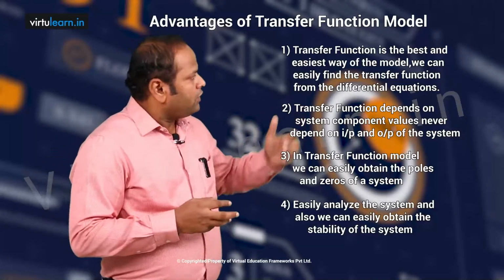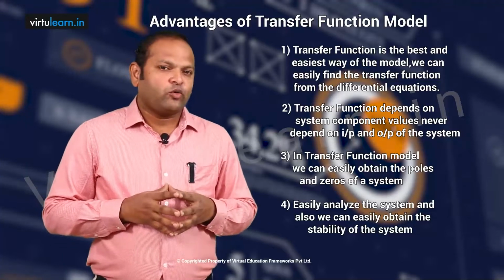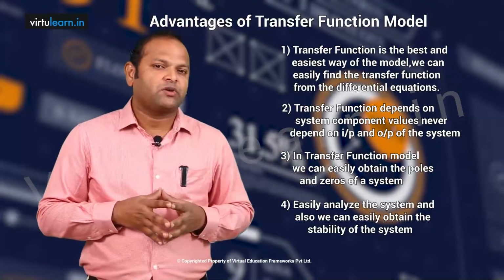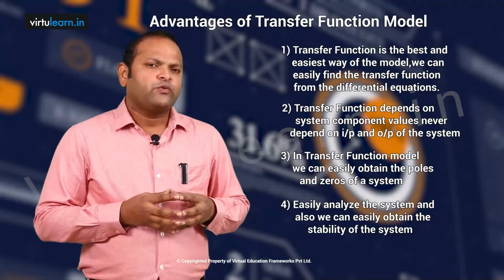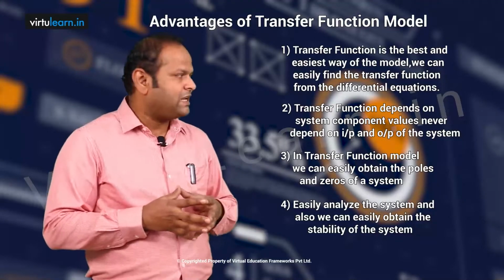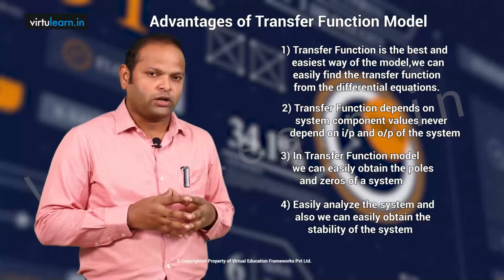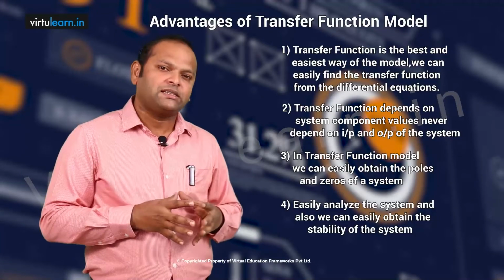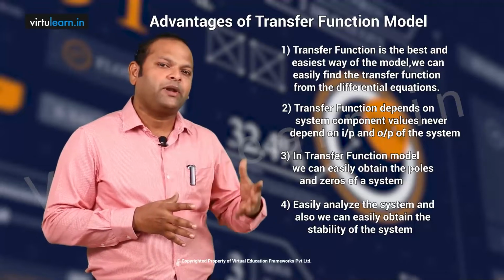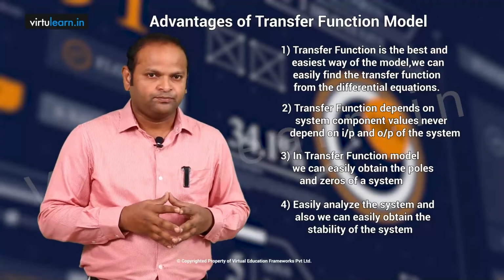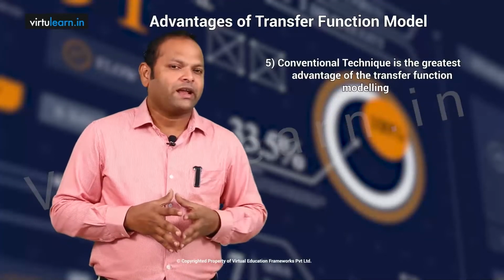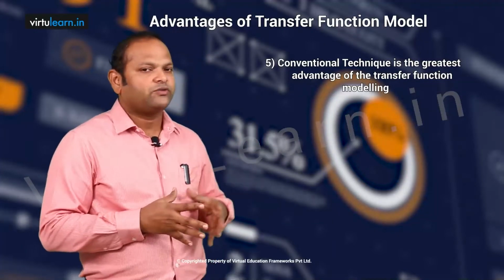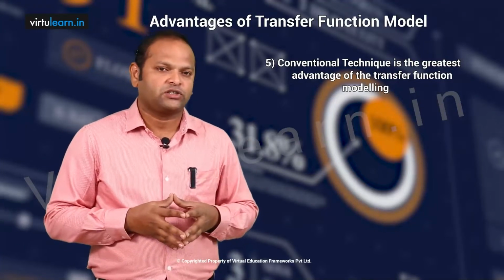And in the transfer function we know it is a ratio of numerator and denominator, therefore we can find out the roots of the numerator and denominator, which are nothing but the poles and zeros of the system. So we can obtain the poles and zeros very easily if you have the transfer function model. Now, if you have poles and zeros, then we can easily analyze the system and also we can easily obtain the stability of the system. So there are powerful conventional techniques available which use only the transfer function model. That is one of the greatest advantages of the transfer function model.